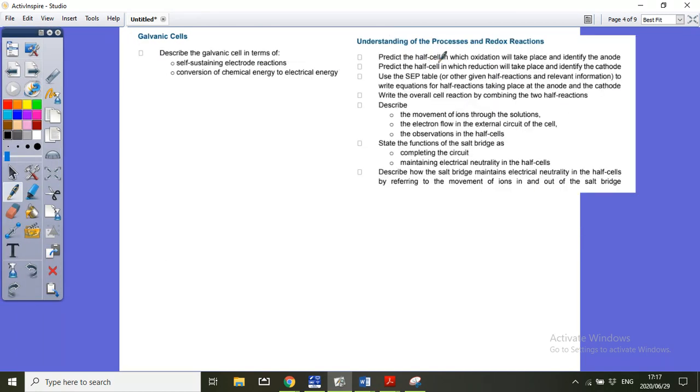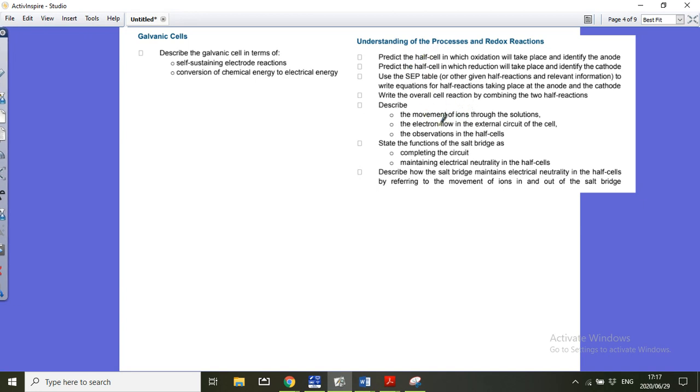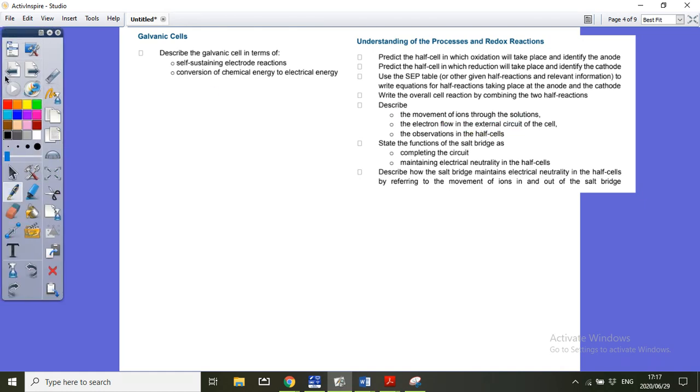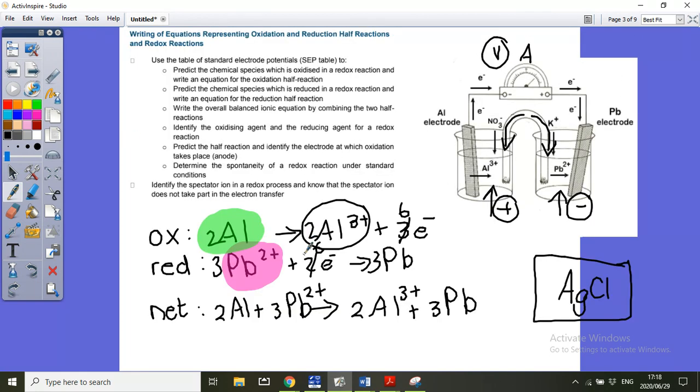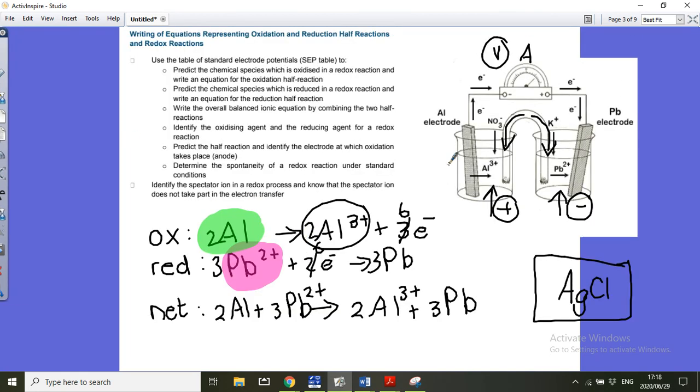Let's look here. We have predicted the half cell. We've predicted the movement of the ions through the solution. We've predicted the electron flow. Please, observations. Now, the half cell even tells you this, because you can see that on the aluminium side, the one that loses electrons, little pieces of aluminium are changing into aluminium ions. So this electrode will actually lose mass as well.